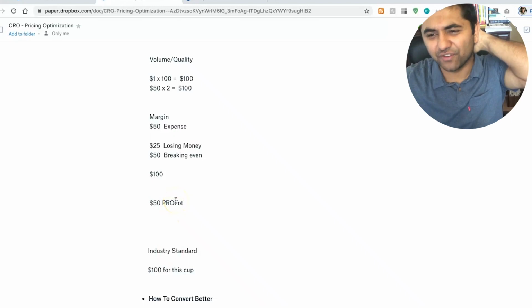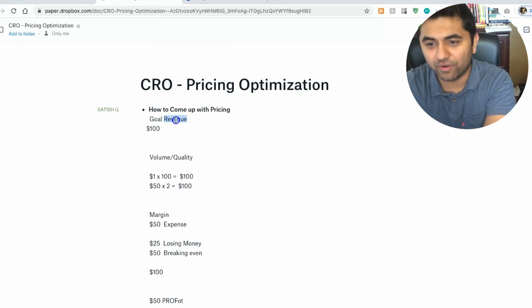If you want to go higher, you have to show them the benefits. The benefits are, hey, this little handle is made out of gold. Or this coffee cup can keep my coffee warmer for 6 more hours than the regular one. So you see that if the products are identical or in the same industry, you cannot deviate too much. If you do want to deviate a little bit more, you have to fill that gap in with benefits, okay? So make sure to keep that in mind. So let's revise that. Goal revenue, volume and quality.